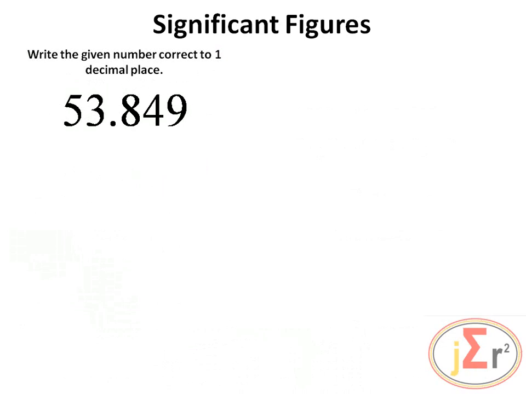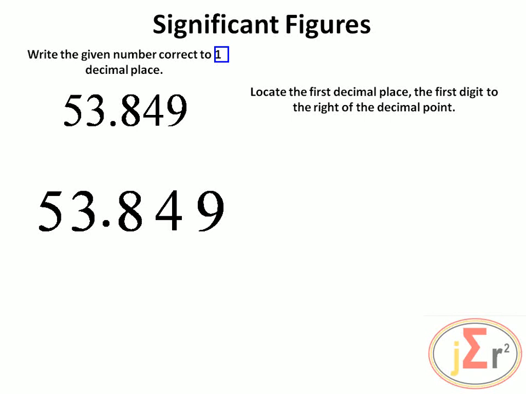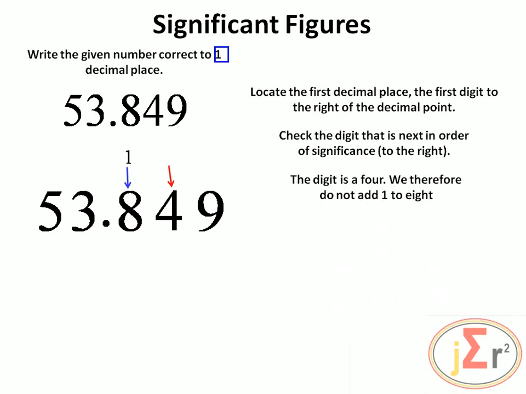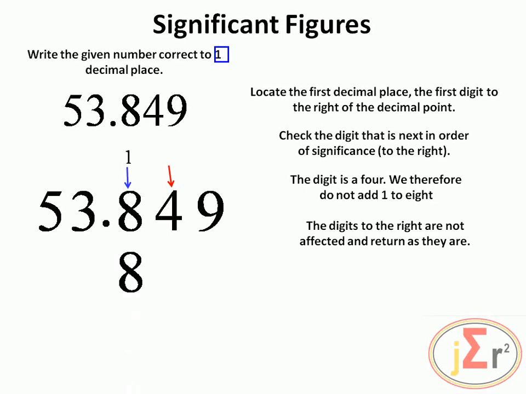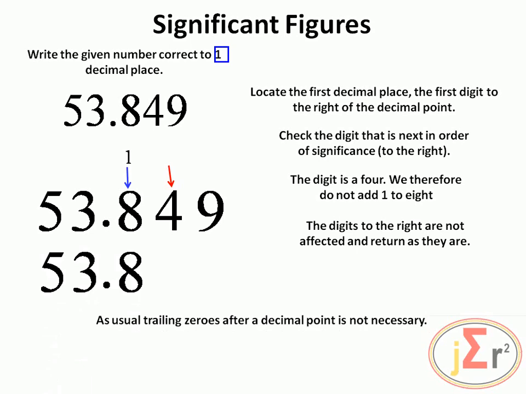Write the given number correct to 1 decimal place. Locate the first decimal place, the first digit to the right of the decimal point. Check the digit that is next in order of significance, the one to the right. The digit is a 4. We therefore do not add 1 to the 8. The digits to the left are not affected and return as they are. As usual, trailing zeros after a decimal point are not necessary.